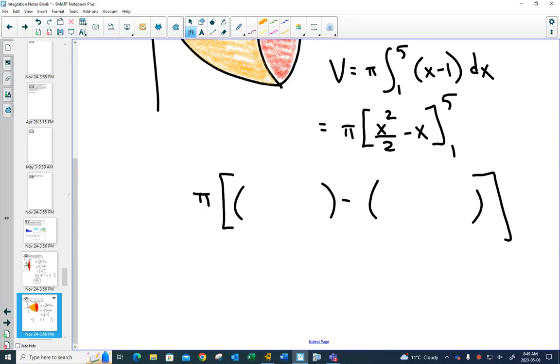I don't know if you noticed that when I'm setting up my notation, I set things up with my brackets ahead of time just to make sure that I don't start to do calculations too quickly and then lose track of where things are. So this pi is out in front, so I put a big set of square brackets. Now I can plug in the 5, 25 over 2 minus 5. And I can plug in the 1, 1 over 2 minus 1.